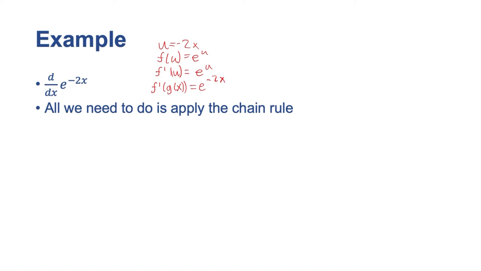All right, that may have seemed super simple, but it's important that we get it down. And then if we're going to take the derivative of our inside function, that's obviously just going to be negative 2. So then we bring that out to the front. So that will give us negative 2e to the negative 2x. All right, let's do another example.